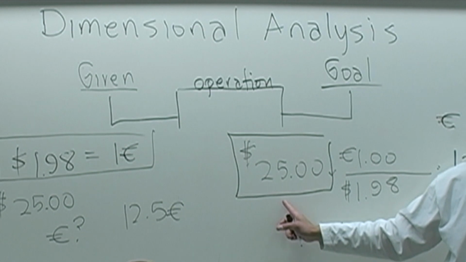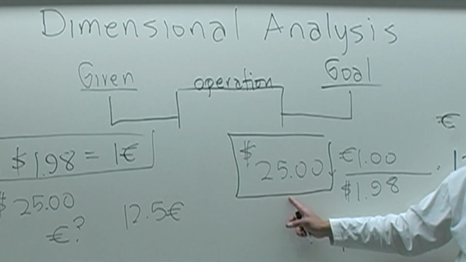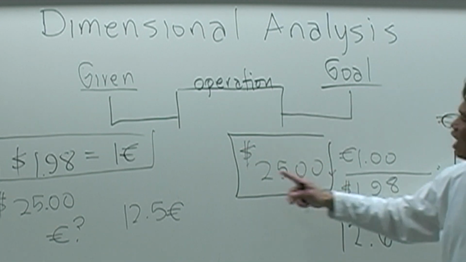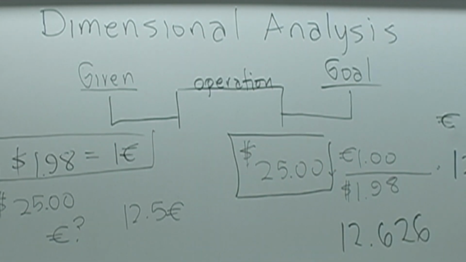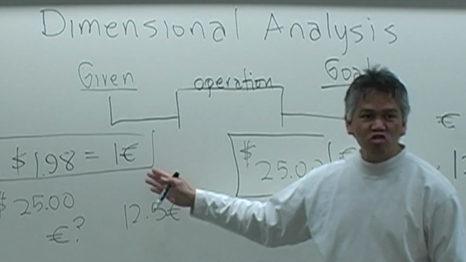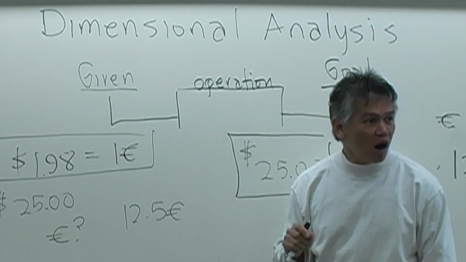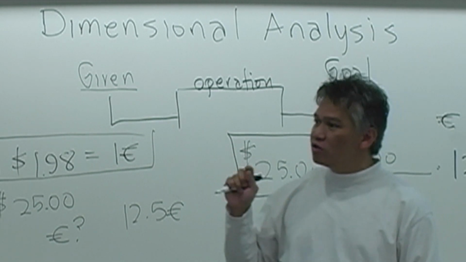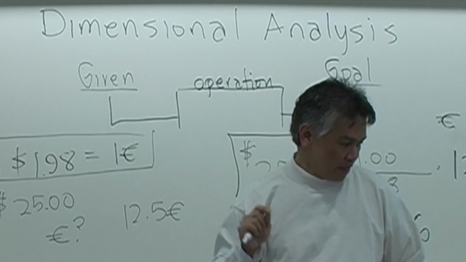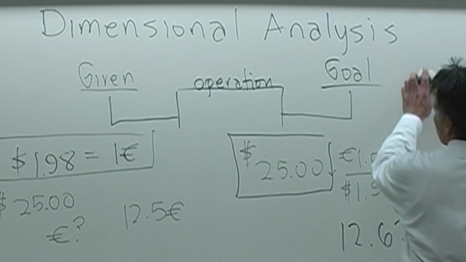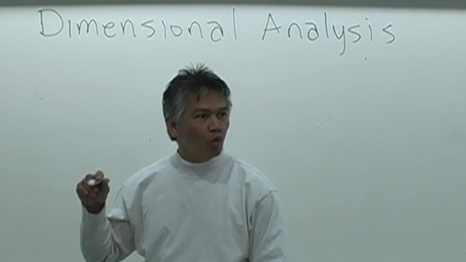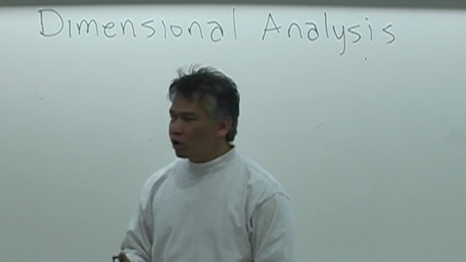We were given certain information. We were given $25. We were asked to find how much it is in euros, and we did an operation. And the operation is the conversion factor. That's the heart of dimensional analysis. If you understand conversion factors and how to use them, then you can easily do dimensional analysis. Before I do that, let me tell you why this method works.